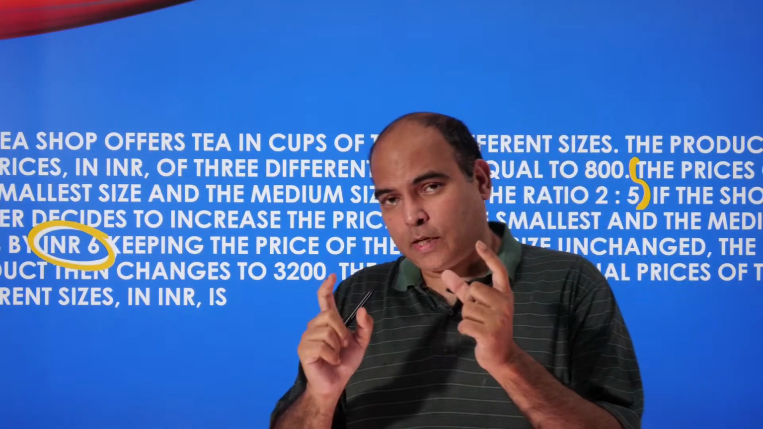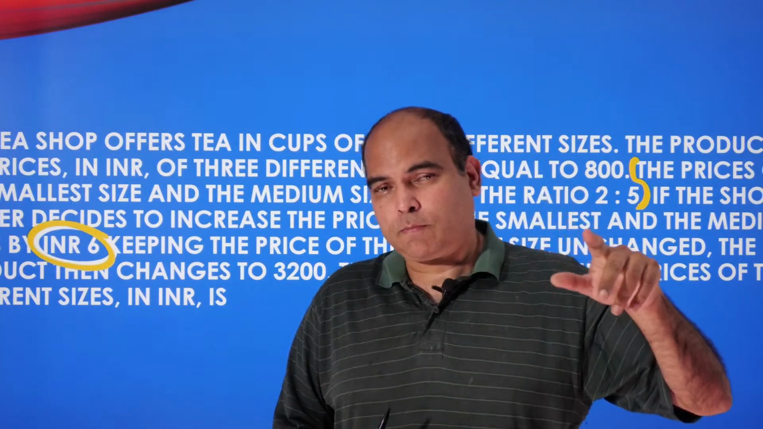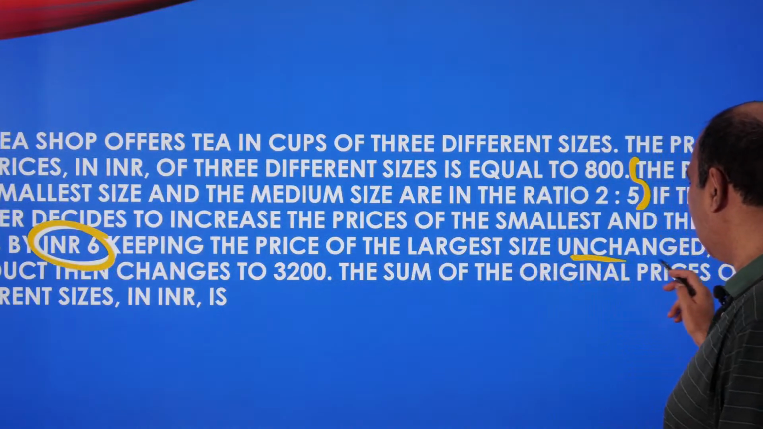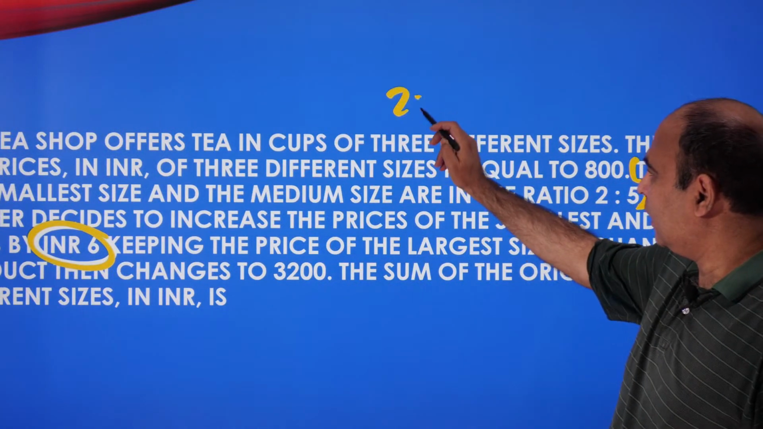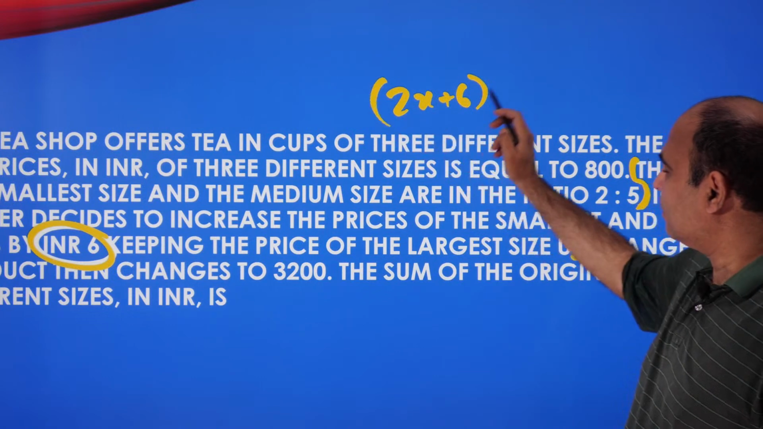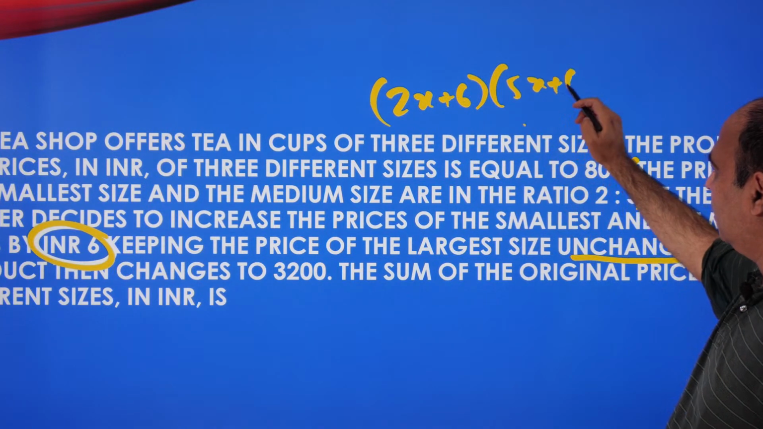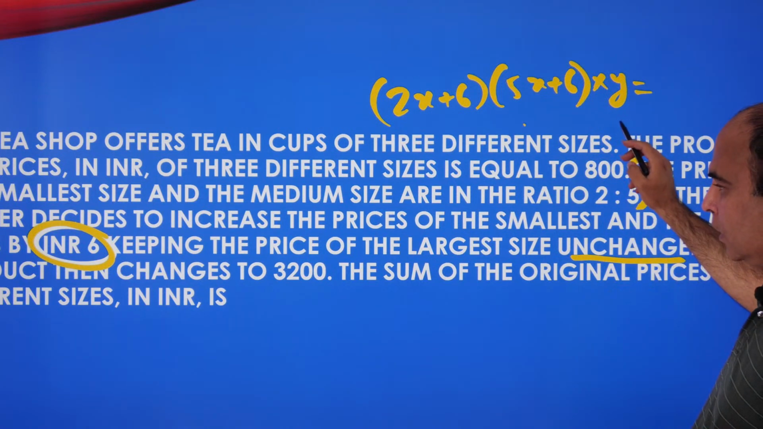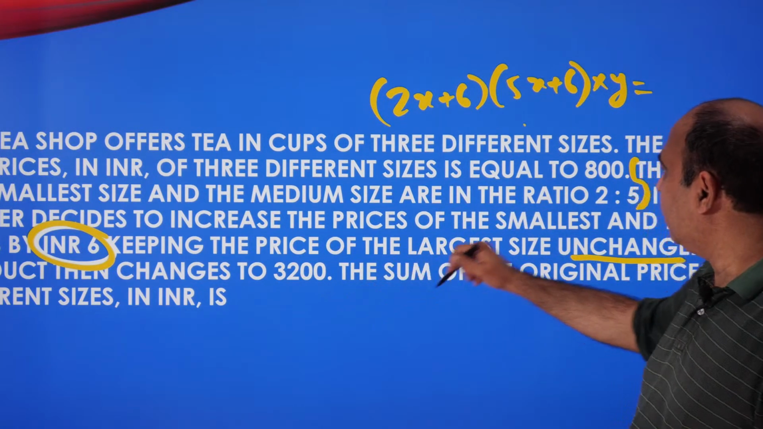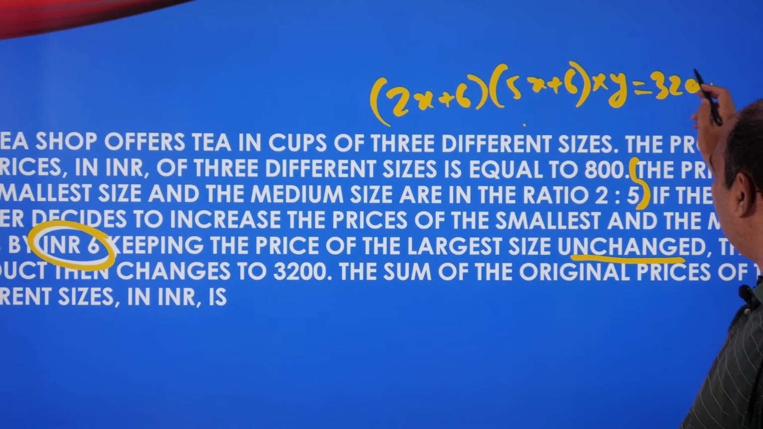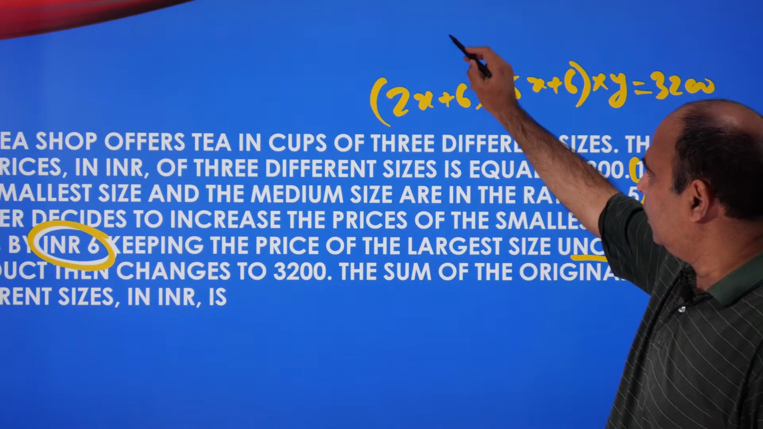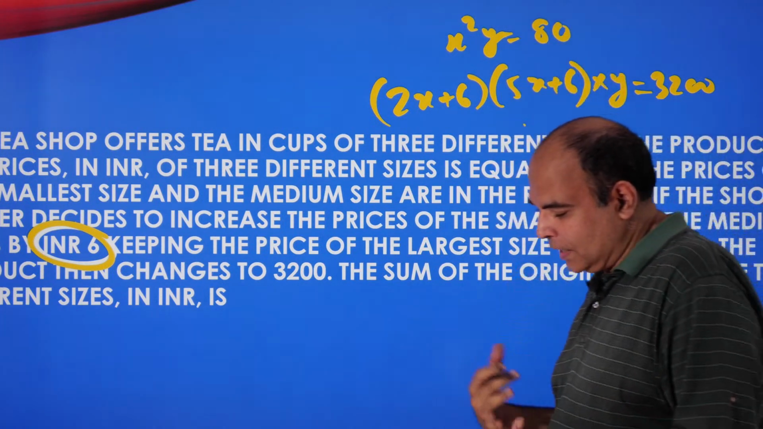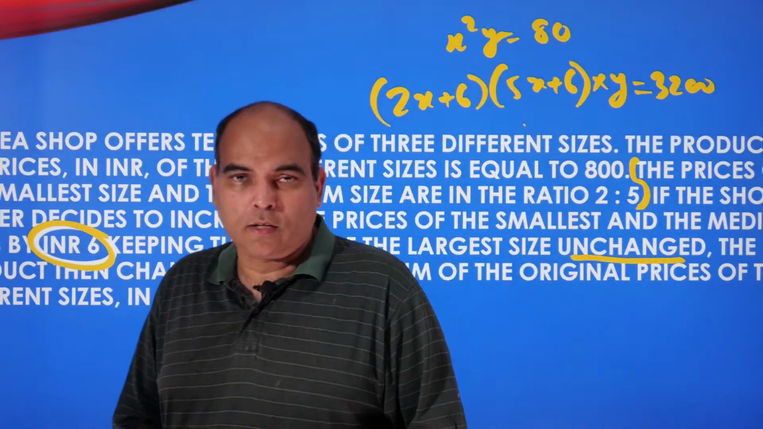Now think, those thinking algebra will start thinking 2x plus 6 into 5x plus 6 into y, keeping the price of the largest constant unchanged. The product then changes to 3200. You have a first equation of x squared y is equal to 80. So technically you have 2 equations, 2 unknowns, so you can solve it.